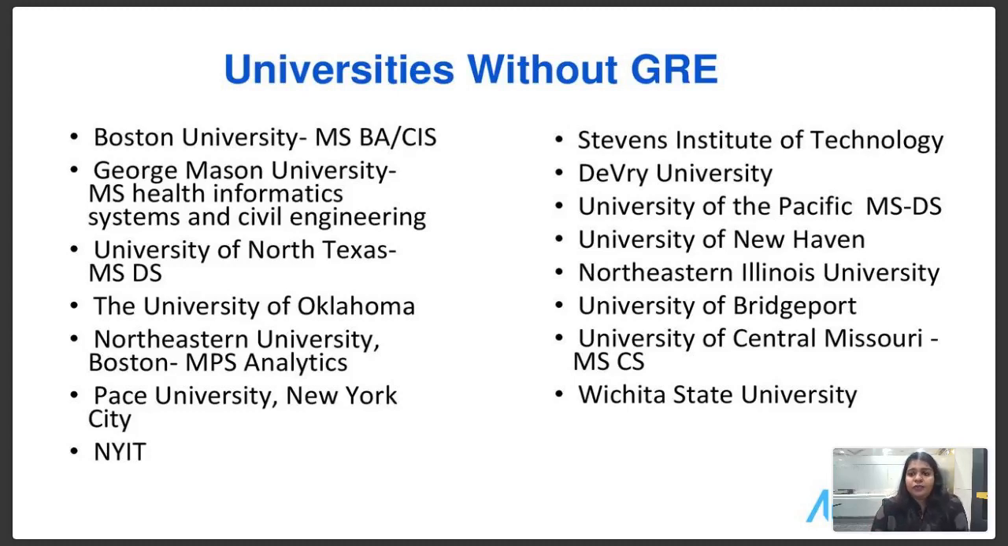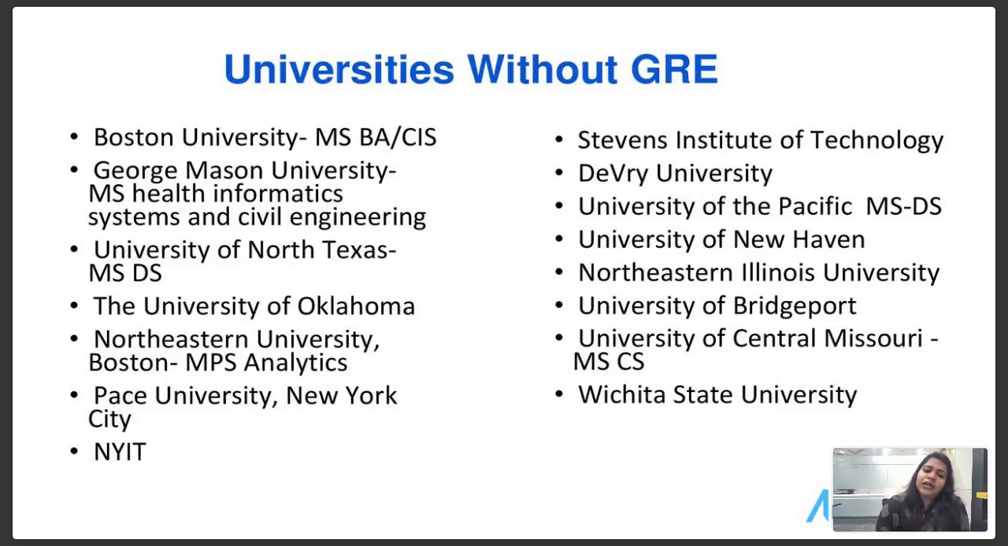programs. Programs like information systems do not require a very high GRE. It's actually not mandatory, it's a recommended GRE. DeVry University again does not require GRE for most of their PG courses. University of Pacific, it's a very popular university these days for students who want to go for a master's in data science program, and it does not require a GRE for this program.